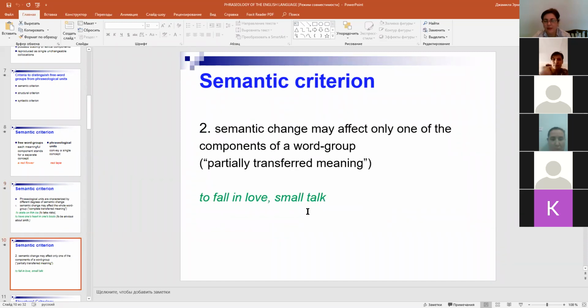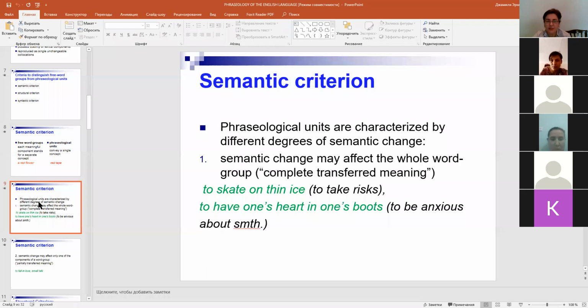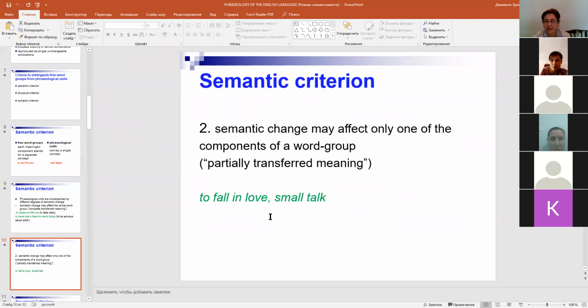So the second semantic criterion is that in this kind of phraseological unit, semantic change may affect only one of the components of a word group. It is called partially transferred meaning. Demak, birinchisida to'liq ma'no o'zgarishi, ikkinchisida qisman partially transferred meaning. To fall in love, small talk.